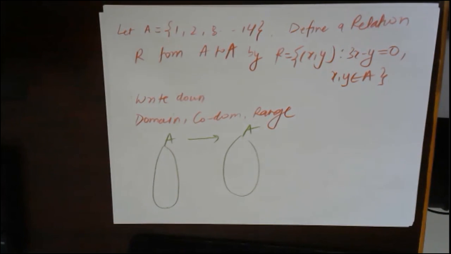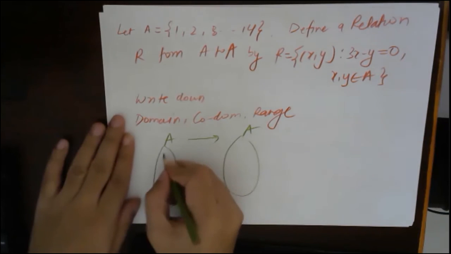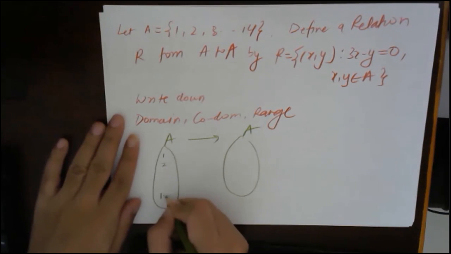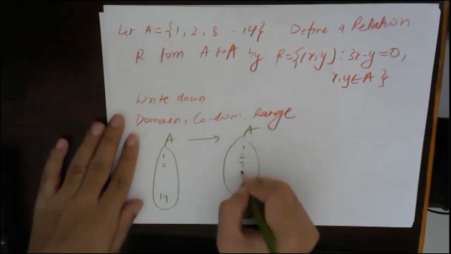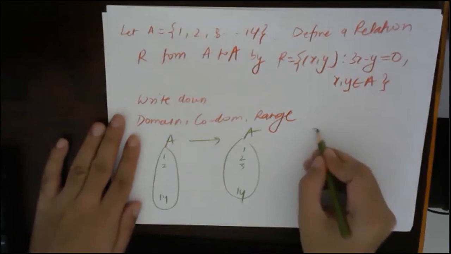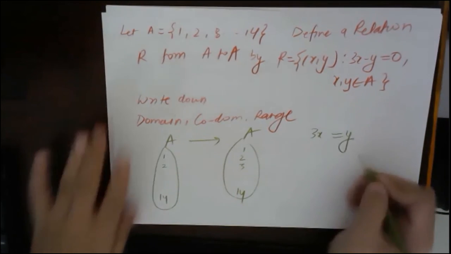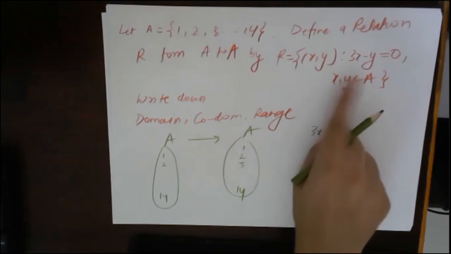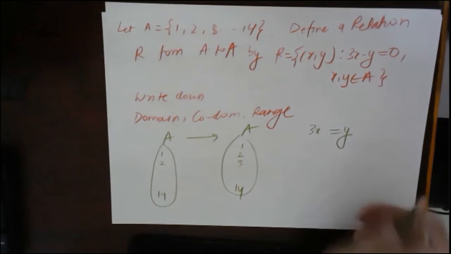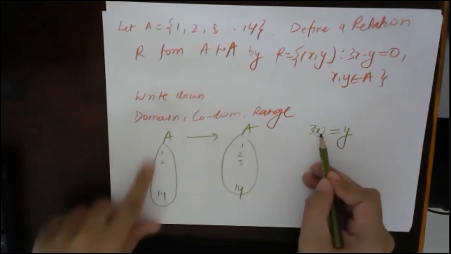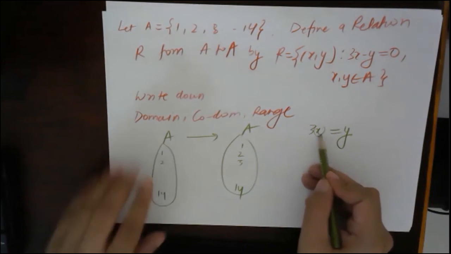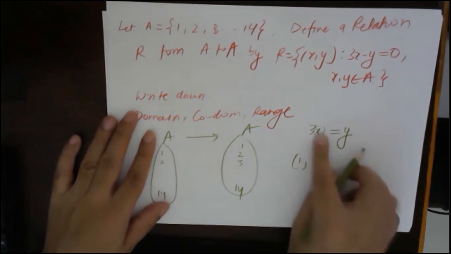So, 1 comma 3, yes, 2 comma 6. So we have 1, 2 till 14, and here also we have 1, 2, 3 till 14. So we have 3x equals y. I can write 3x equals y, right? And next we'll take values from 1 till 14. So when x is 1, what is y?